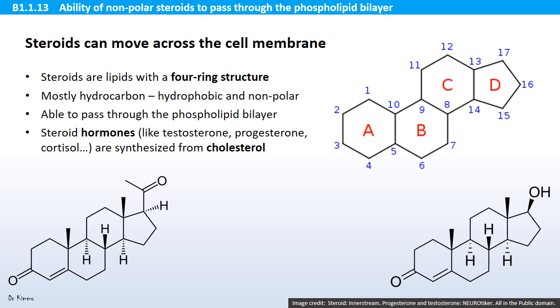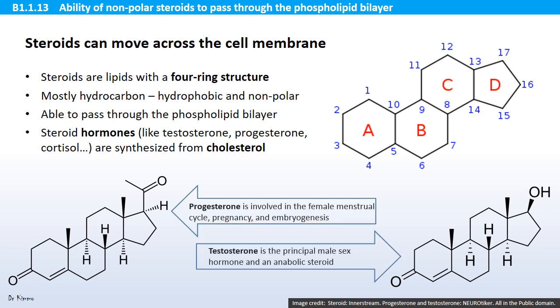Steroid hormones are synthesized from cholesterol, which is an important component of the cell membrane. The steroid hormones include progesterone, which is involved in the female menstrual cycle, pregnancy, and embryogenesis. Testosterone is the principal male sex hormone and an anabolic steroid.